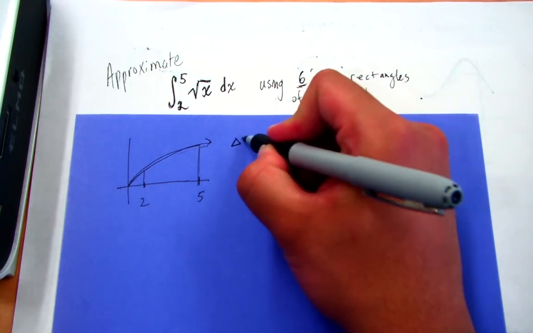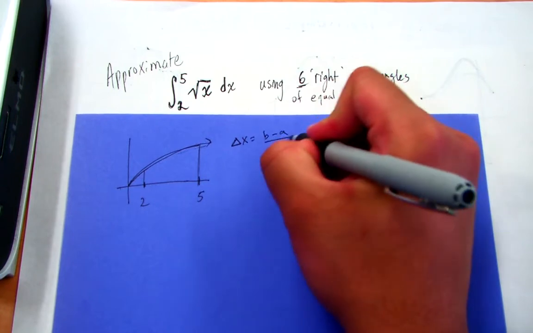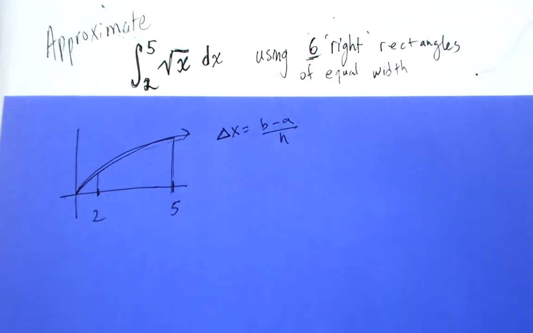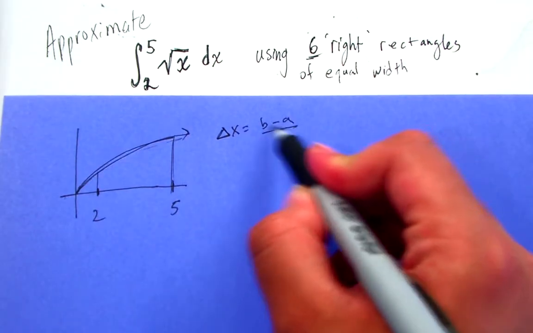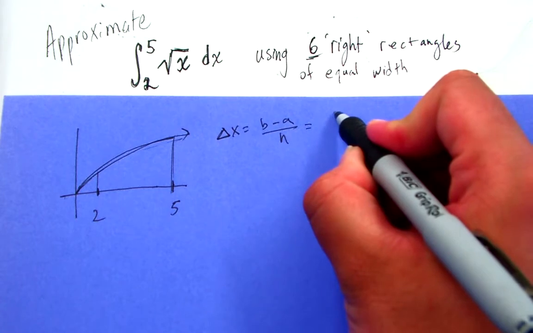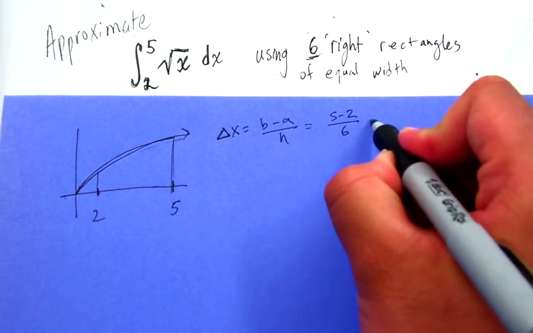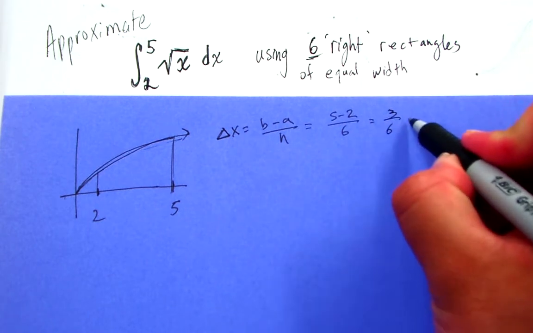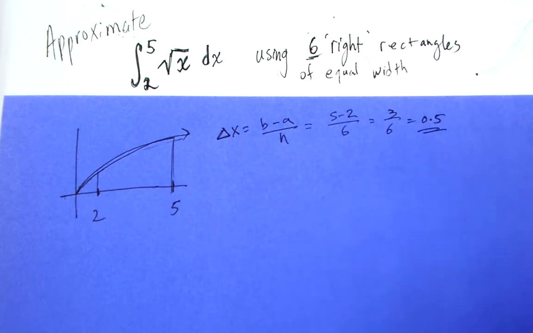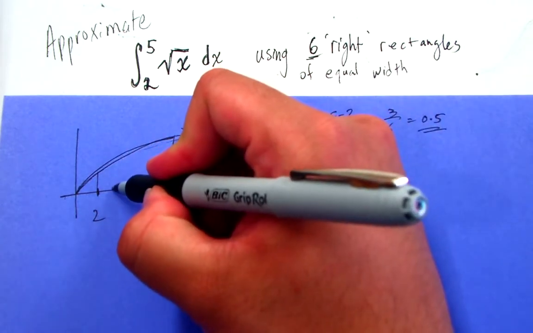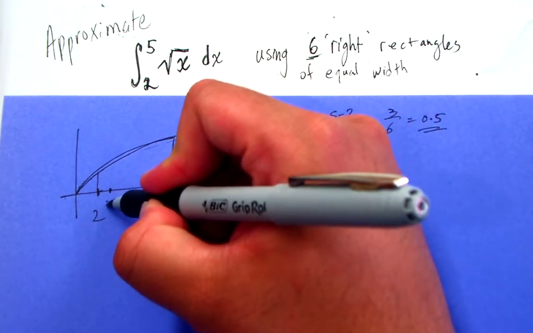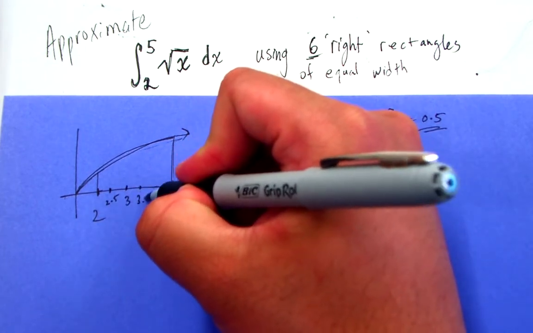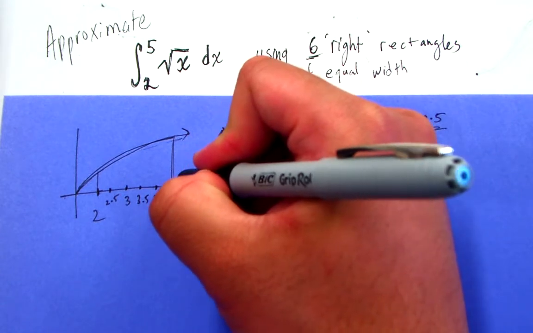So delta x is equal to b minus a over n, which is the size of the interval divided by the number of subdivisions. So b minus a is 5 minus 2 over 6 rectangles, and that gives me 3 over 6, or 1/2. So each interval is 1/2 wide, which allows me to figure out that I'm going to go from 2 to 2.5, to 3, 3.5, to 4, and 4.5 up to 5.